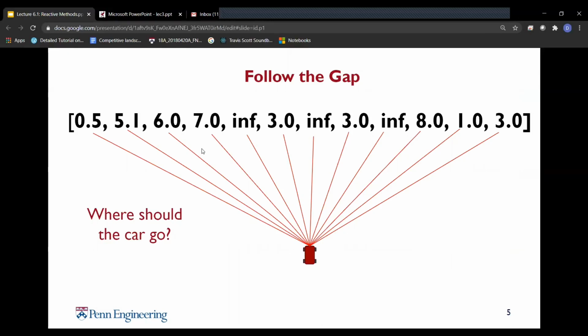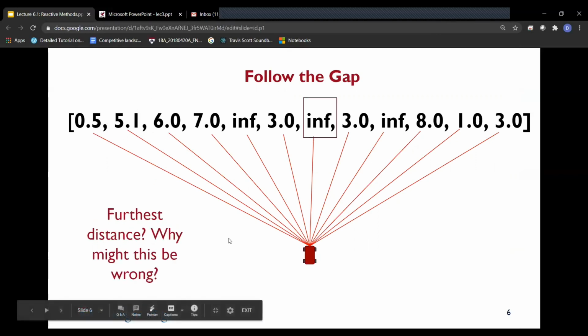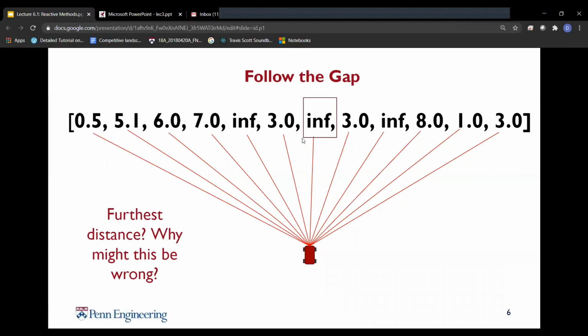And in order to motivate this algorithm, we're going to take a look at a LiDAR scan in the same way that ROS gives it to us. So if you recall, ROS gives us this array, a 1D array of ranges, where each range refers to how far the closest obstacle was in that direction. And the question is, where should the car go? An obvious choice would be just go toward the furthest point away from us.